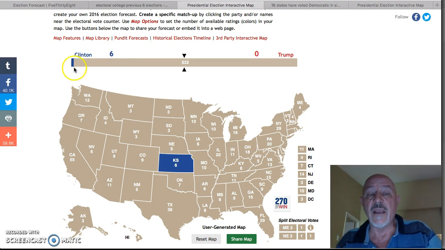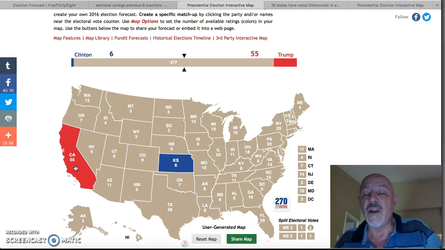So here they are, and we can see that Clinton, by virtue of this particular map, now has 6 votes. Trump so far has none. What if Trump were to win California? Then Trump now has 55 votes, and those would all be put in his win column. Almost all of the states, it's a win or lose situation.